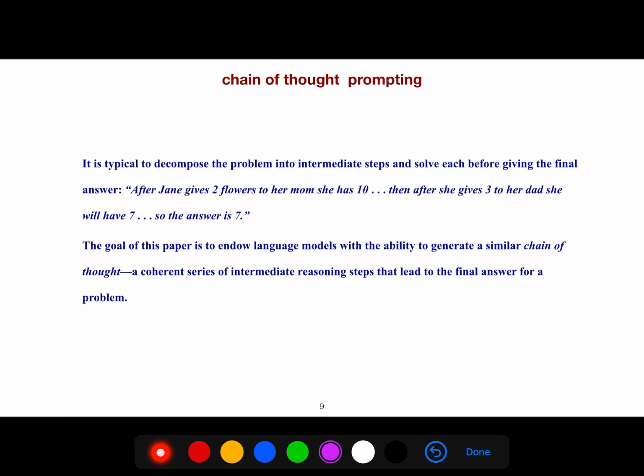So it is typical to decompose the problem into intermediate steps and solve each step before giving the final answer. After Jane gives 2 flowers to her mom, she has 10. Then she gives 3 to her dad, she will have 7, so the answer is 7. The goal of this paper is to endow language models with the ability to generate similar chain of thought, a coherent series of intermediate reasoning steps that leads to the final answer for a problem.